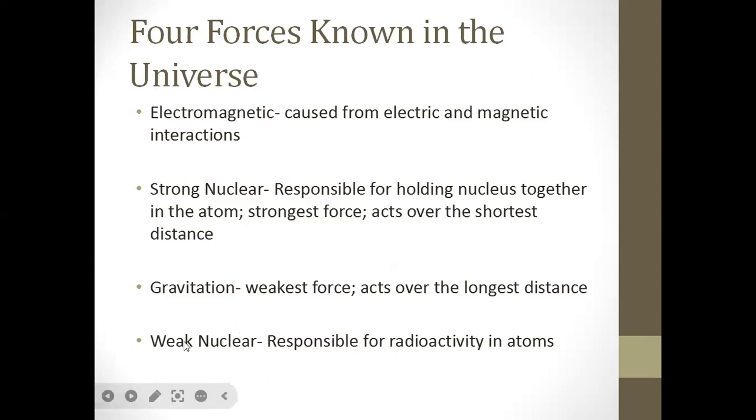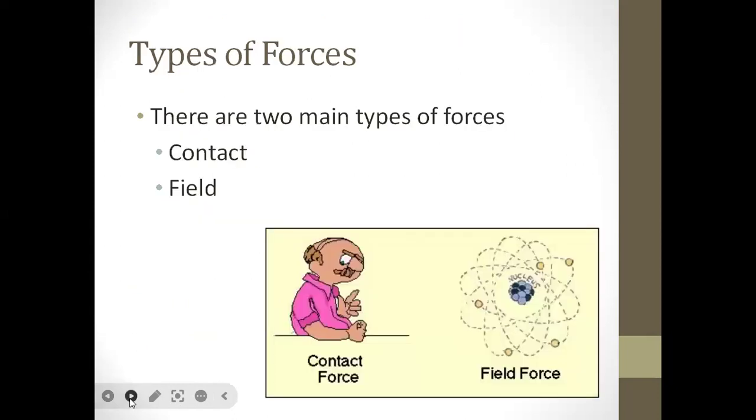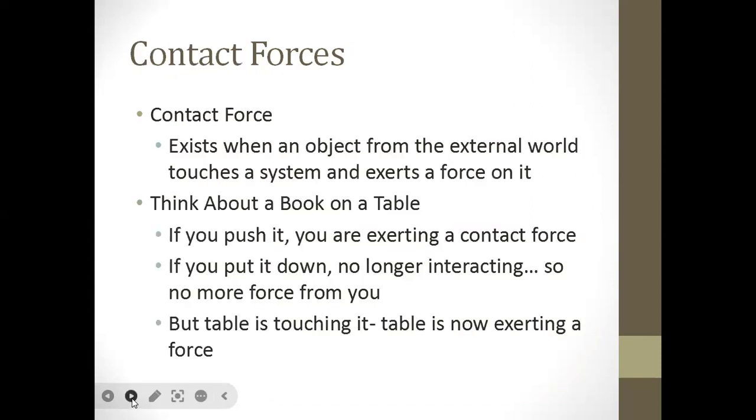Now another force is the gravitational force. This is a very weak force. So these four forces will be very important in physics. Now there are two main types of forces. One is contact, another is field. Field force, this one, and contact force, this. Now a contact force exists when an object from the external world touches a system and exerts a force on it. Think about a book on a table. You'll understand this.